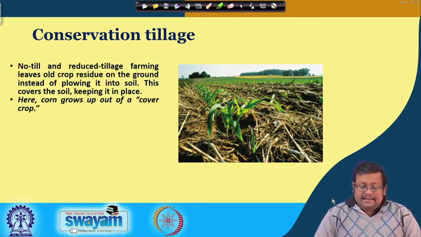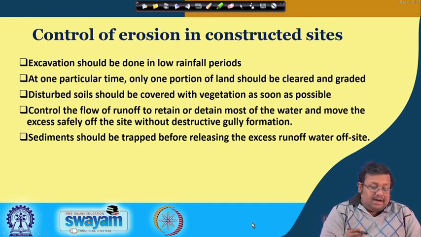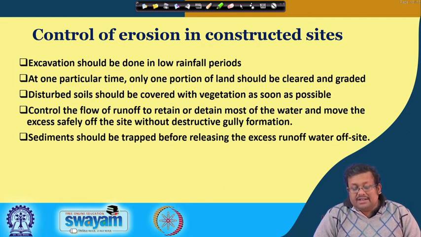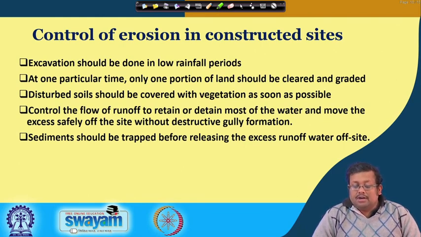And let us see what the controls of erosion are in construction sites. In a construction site, obviously a huge amount of soil gets lost. So excavation should be done in low rainfall periods, and at one particular time only one portion of the land should be cleared and graded, and disturbed soil should be covered with vegetation as soon as possible. Finally, we have to control the flow of runoff to retain or detain most of the water and move the excess safely off the site without destructive gully formation. And finally, sediment should be trapped before releasing the excess runoff water offsite.